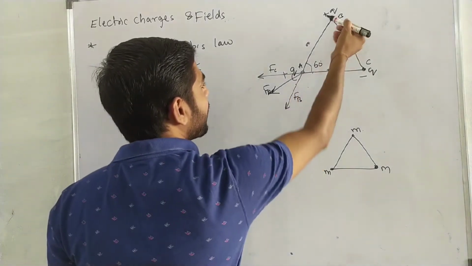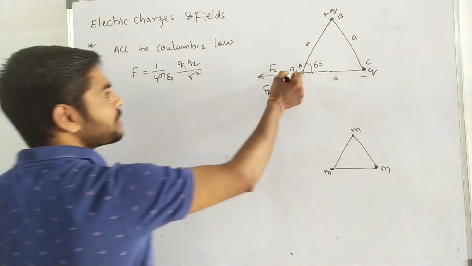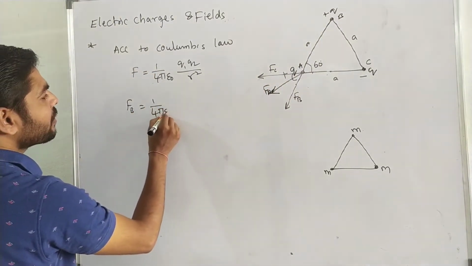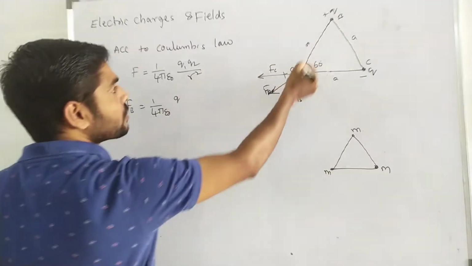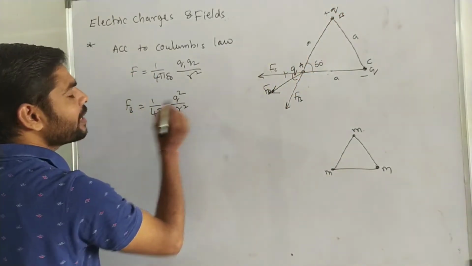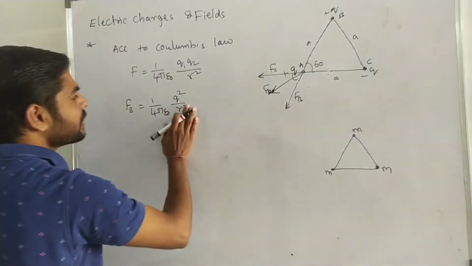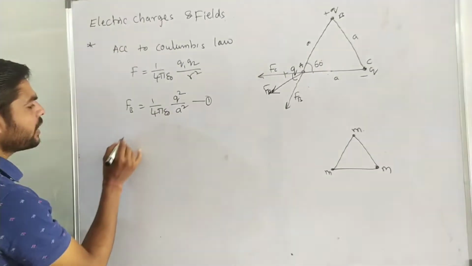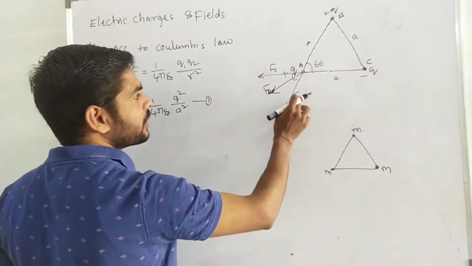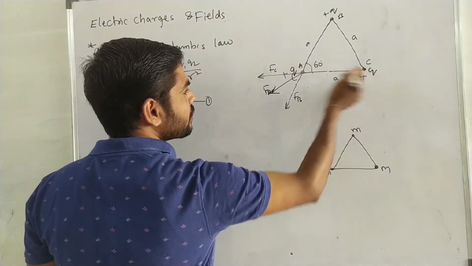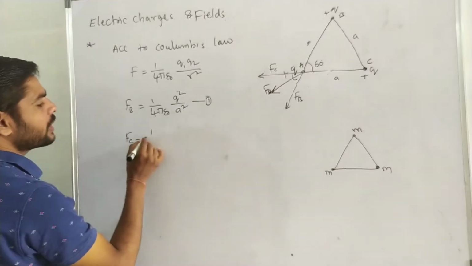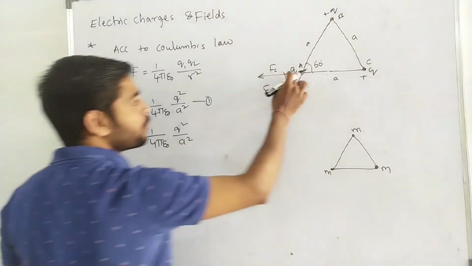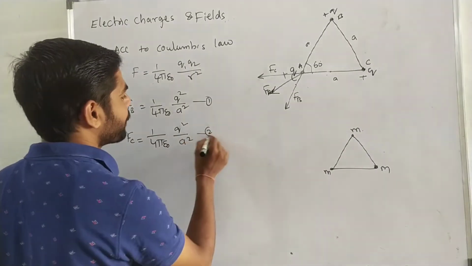So between Fb and Fa, what is the force acting? Plus q and plus q only, no? Nothing but Fb is equal to 1 by 4 pi epsilon naught into q into q. This is also q, this is also q. We can write it as q square by r square. Here the distance we are assuming is a, so it becomes a square. This is equation 1. And similarly, Fc is equal to, I am going to take this as a plus charge only. So between them is a repulsive force, that is 1 by 4 pi epsilon naught q square by a square again, because both are the same charges, no. So this is equation 2.